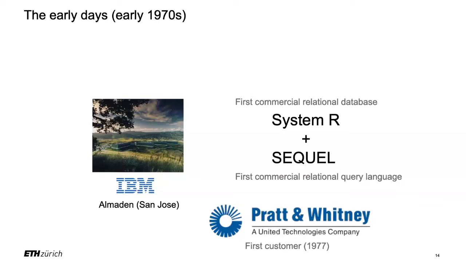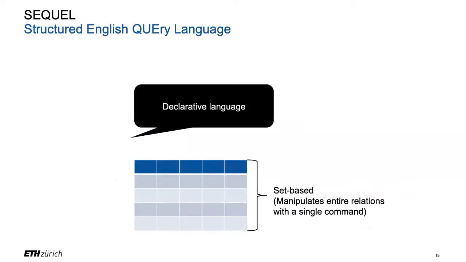So IBM came up with the first commercial relational database that they started selling to customers. They called it System R, and they had this SQL language, as I said, Structured English Query Language. That's what it meant. And the first customer was Pratt & Whitney, which was 7 years later, right? So data independence 1970, and the first customer who paid for these systems 1977.